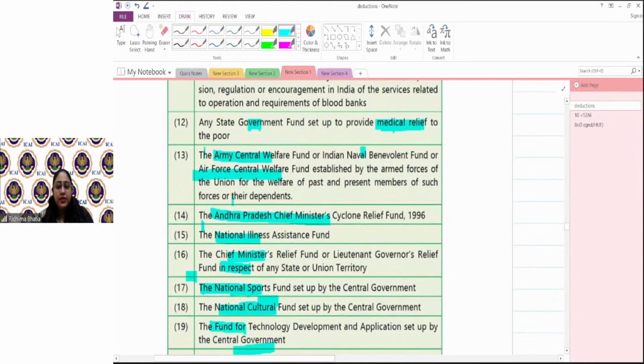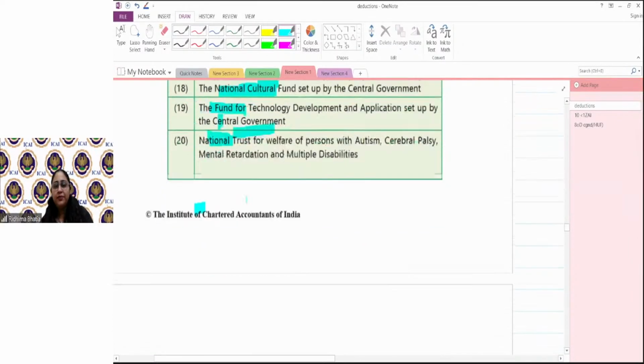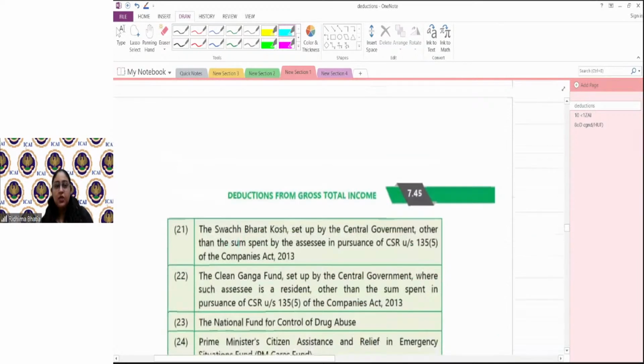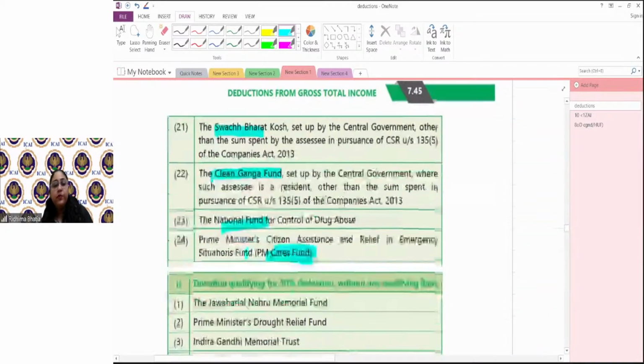Fund for Technology of Central Government, National Trust for Autism, Cerebral Palsy, Mental Retardation and Multiple Disability, Swachh Bharat Kosh, Clean Ganga Fund, National Fund for Control of Drug Abuse and PMKS Fund, which has been recently added. So ma'am, that means in all of these, if we are making a contribution, 100% is allowed as deduction. So ma'am, what is for 50% then?